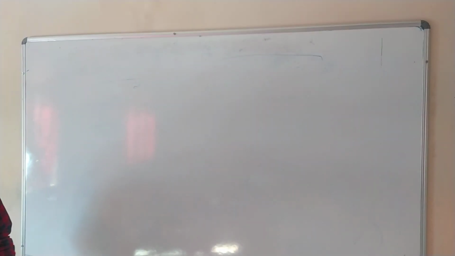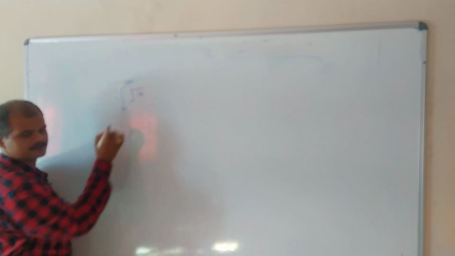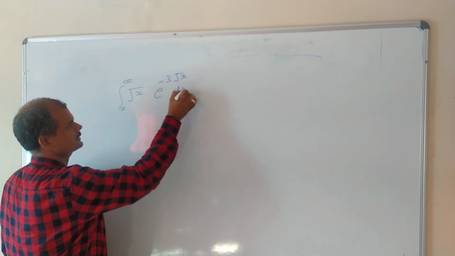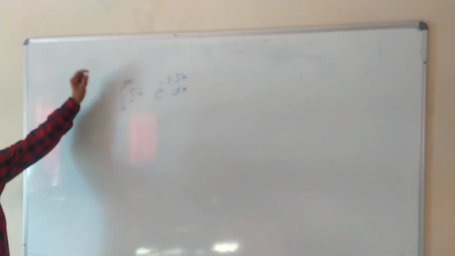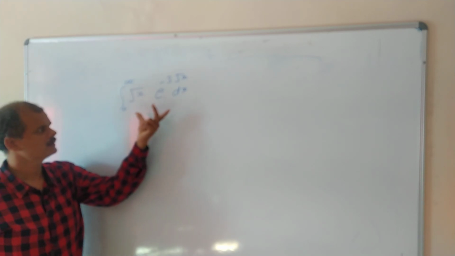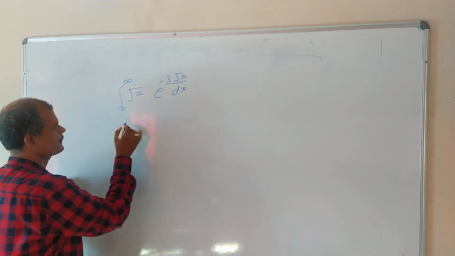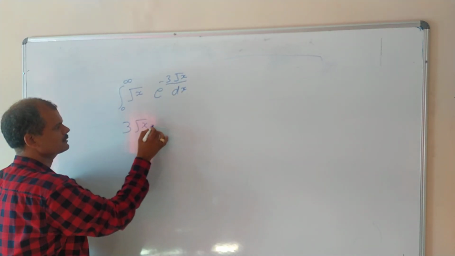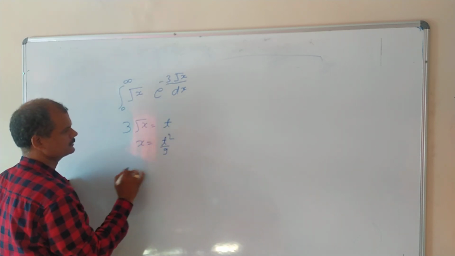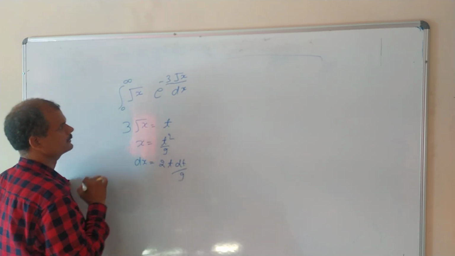Second problem I have: 0 to infinity root x and e power minus 3 root x dx. If you see, this integral is looking very complicated, but if you use that gamma function, it's very easy. What I'll do, I'll take 3 root x equal to t. So x equal to t square by 9, right? So dx will be 2t dt by 9.